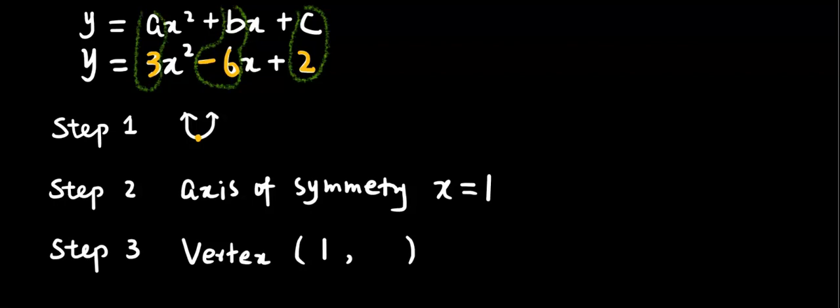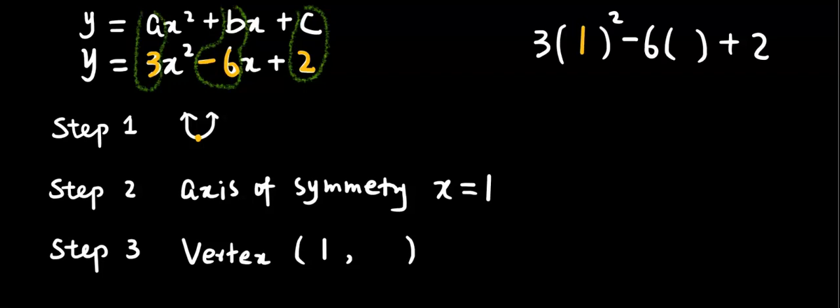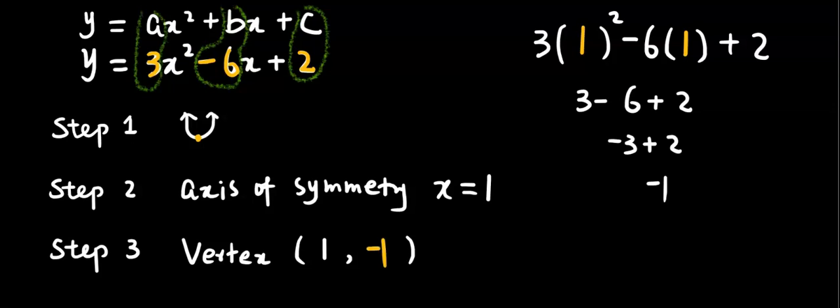And now we're going to find the other part of the coordinate pair of our vertex. All we need to do is substitute x equals 1. Okay? All right, let's plug it in. x is 1 and x is 1 right here. Let's calculate. 1 squared is 1, 3 times 1 is 3, minus 6 times 1, that's 6, plus 2. 3 minus 6 is negative 3, plus 2 is negative 1. All right, we found the vertex is (1, negative 1).